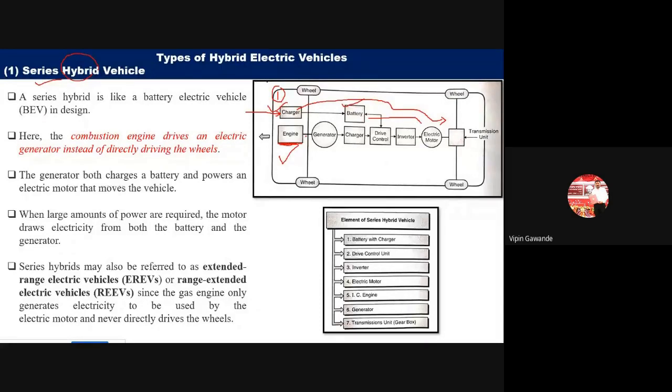The engine is connected with the generator, and when the engine is running, this generator generates the electricity. So this IC engine is used only for generating electricity, and then it is again stored in the battery. That means when you are using the engine, it is only for the generation of electricity, and then it is stored in the battery. Then power from this IC engine and power from this battery is supplied to the electric motor, and that electric motor runs the vehicle.